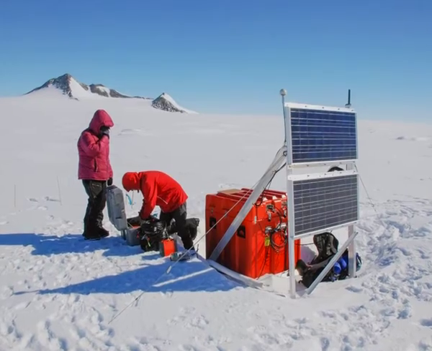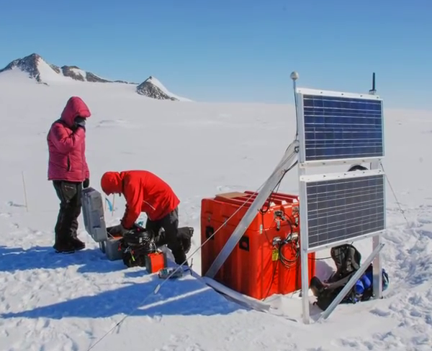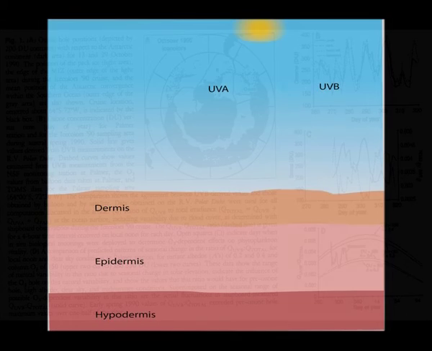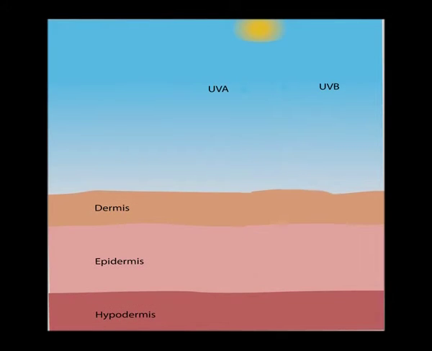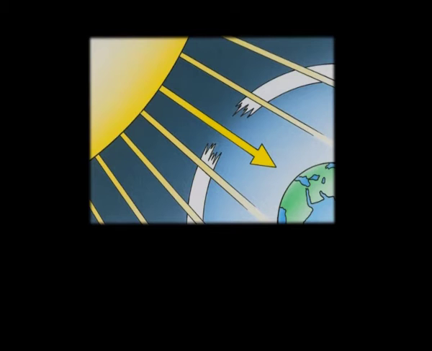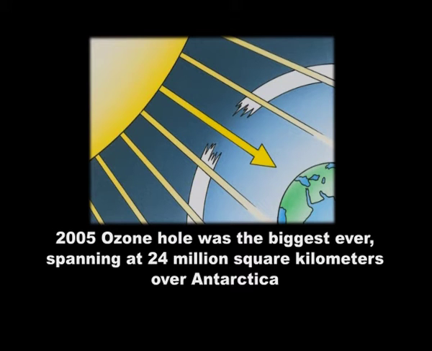Today, almost 25 years later, the reports continue of large ozone holes opening over Antarctica, allowing dangerous UV rays through to the earth's surface. Indeed, the 2005 ozone hole was one of the biggest ever, spanning nearly 24 million square kilometer in area, nearly the size of North America.